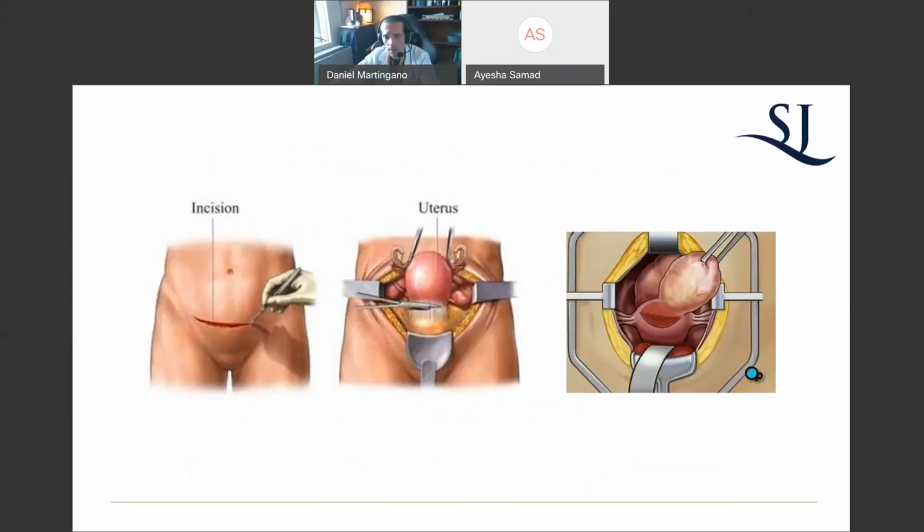So, an abdominal myomectomy looks something like this. You make your incision, which for us is usually a low transverse incision. Now, when we say Pfannenstiel incision, that is a specific way of doing a low transverse incision. A low transverse incision just means it's low and it's in the transverse plane, right?